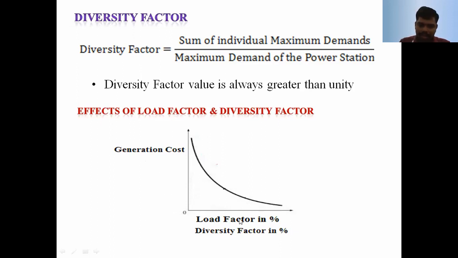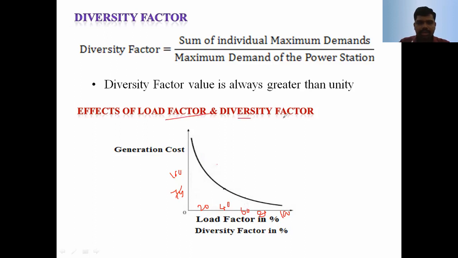On the x-axis we take the load factor and diversity factor in terms of percentage, that is 20%, 40, 60, 80, and then 100. The generation cost is represented on the y-axis, generally in values such as 75, 100, 150, and so on. Once the load factor and diversity factor increase, the cost is automatically minimized.